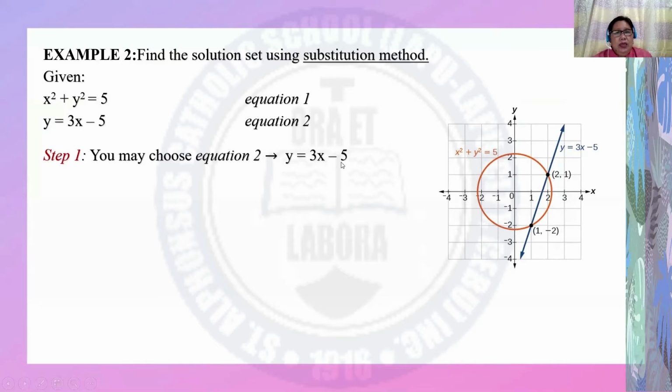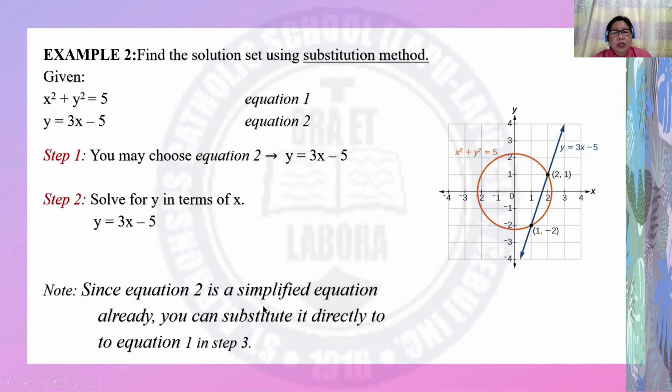y is equal to 3x minus 5. If you wish to use equation 1, you can do it. For step 2, you have to solve for y in terms of x. Or if you would like to solve for x in terms of y, you can also do it. So here, we have now y is equal to 3x minus 5. Since equation 2 is a simplified equation already, you can substitute it directly to equation 1 in step 3. So there is no need to simplify y is equal to 3x minus 5 because 3x minus 5 is already the algebraic value of y.